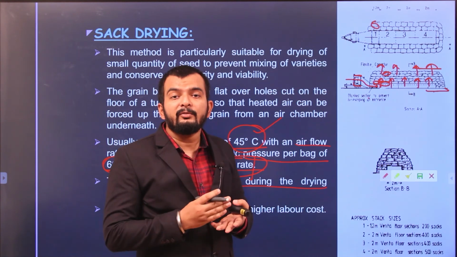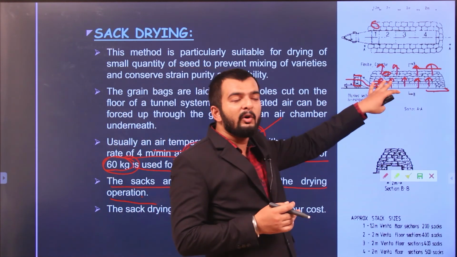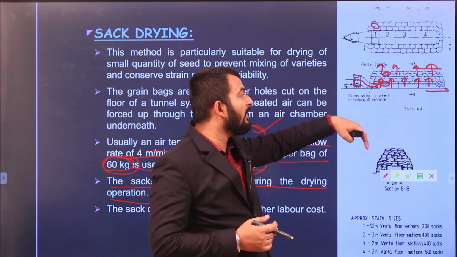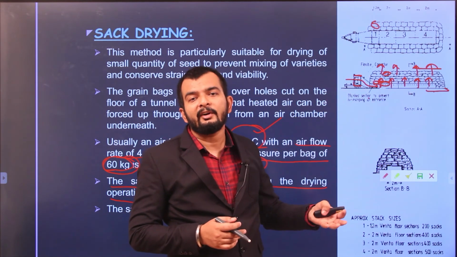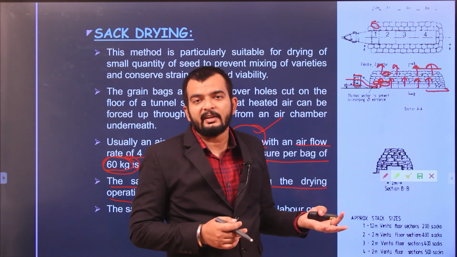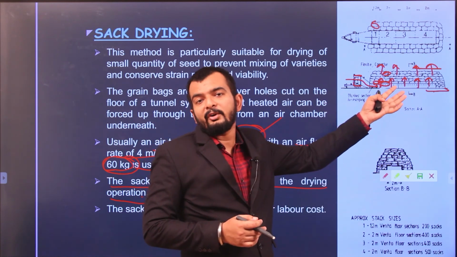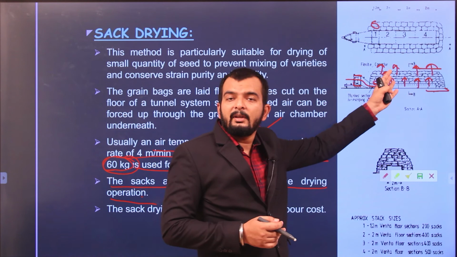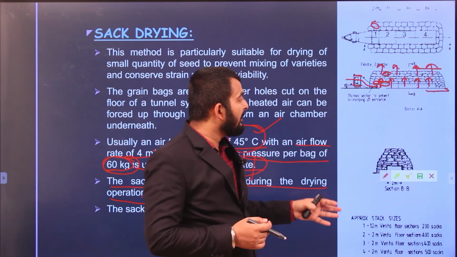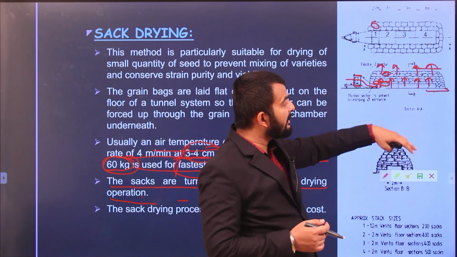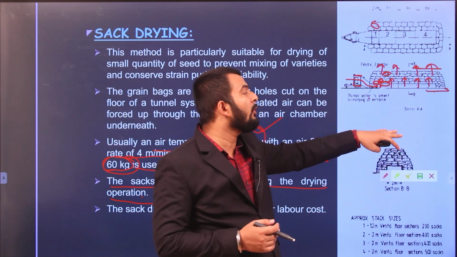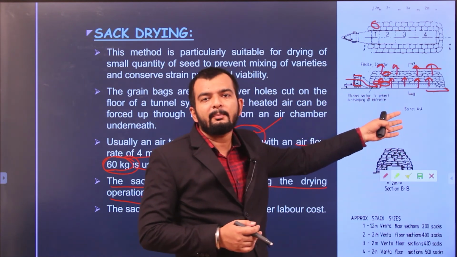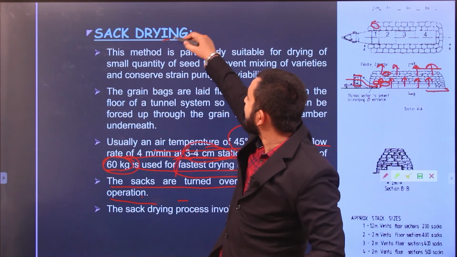Because the temperature of the air when it is coming in contact with the lower sack is higher compared to when it rises up, the temperature decreases. Also the humidity of the hot gases or the drying agent increases, right? So it cannot absorb more moisture from the upper sack. So the sacks have to be turned over, rotated, so that if you require uniform drying, uniform drying will take place in case of sack drying.